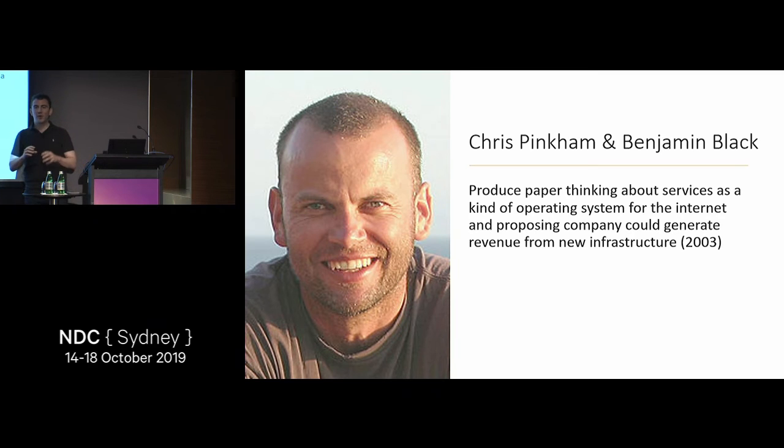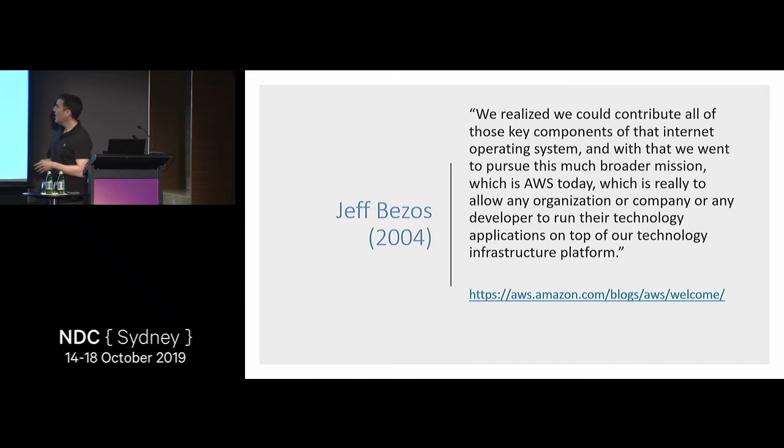And they put forward this proposal to the organization, suggesting that they could generate revenue from this infrastructure back in 2003. And Jeff Bezos says, we've realized we could contribute all of the key components of that internet operating system. And with that, we went to pursue this much broader mission, which is AWS today, which is really to allow any organization or company or any developer to run their technology applications on top of our technology infrastructure platform.